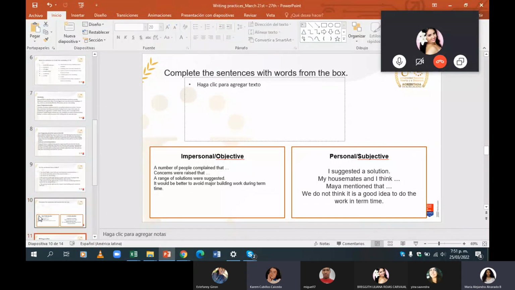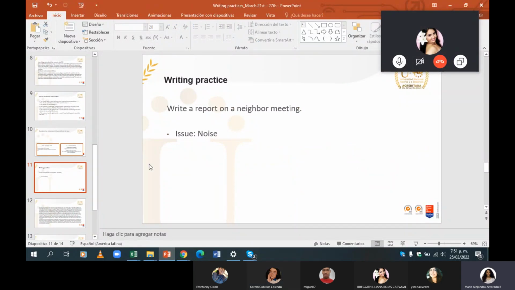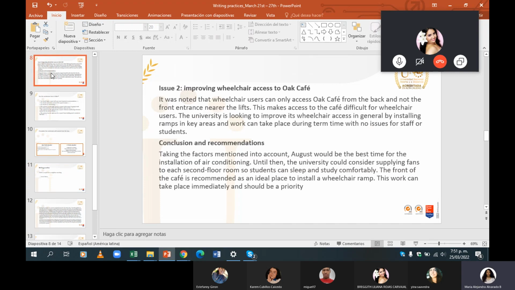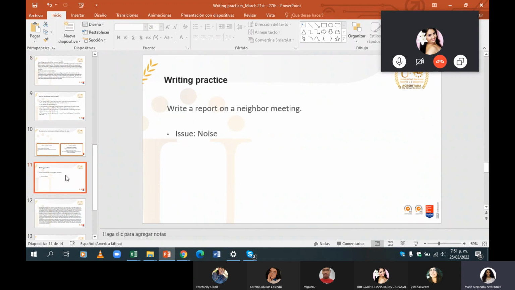Okay, guys, very good. So, let's try to write a short report. I'm aware that it's quite late, but let's try to do just the introduction. In this case, we have many issues, different issues. So here we have only one issue, and the issue is noise. Write a report on a neighbor meeting. Okay, so let's suppose that you live in a neighborhood and your neighbors are really noisy. Hagan de cuenta que viven en un barrio y son bastante escandalosos, se reunieron, así como en este caso, y ustedes van a hacer un reporte escrito, un informe acerca de este problema. This is the problem, this is the issue, noise.